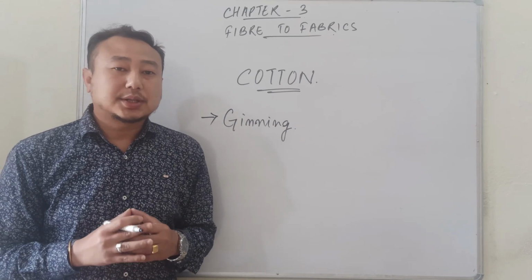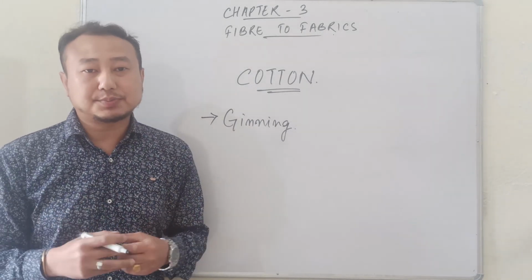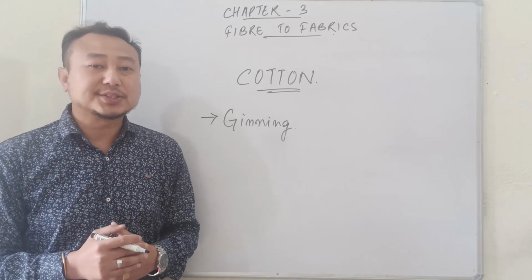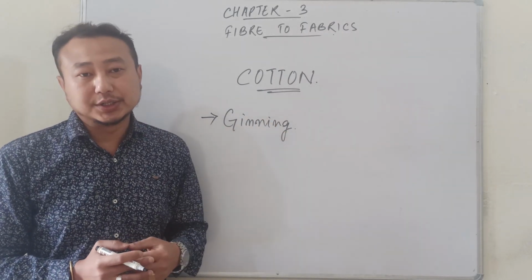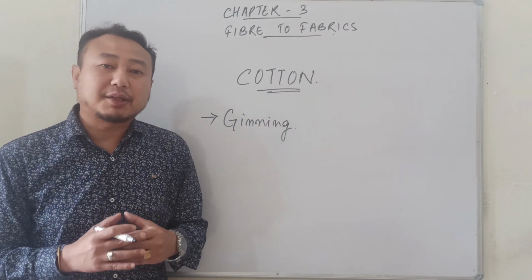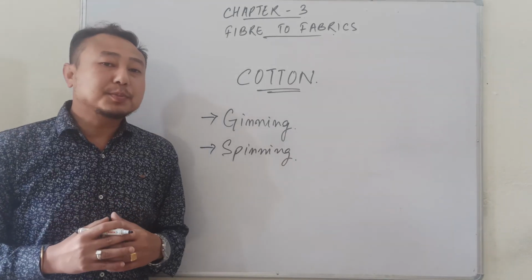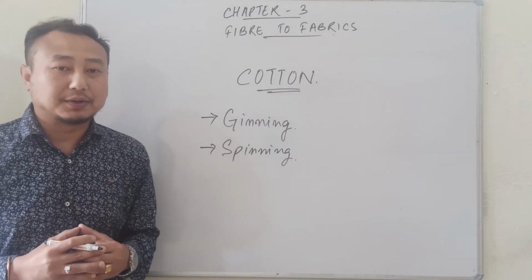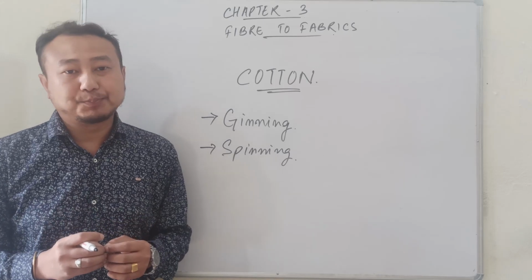During this process, the cotton fiber is combed so that the fiber and the seeds can be separated out. After it, the second process involved is the conversion of the fiber that we obtain from the cotton ball into yarn. This process of converting the cotton fiber into yarn, we call spinning. The spinning process is one of the important processes in obtaining cotton fiber because spinning increases the strength of the fiber.